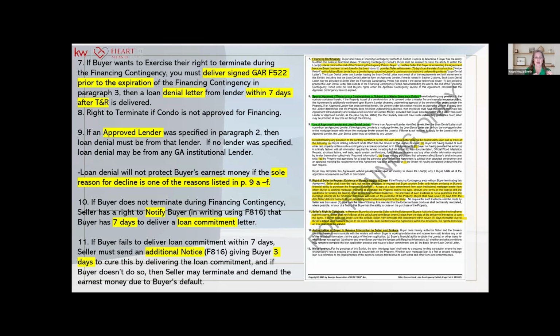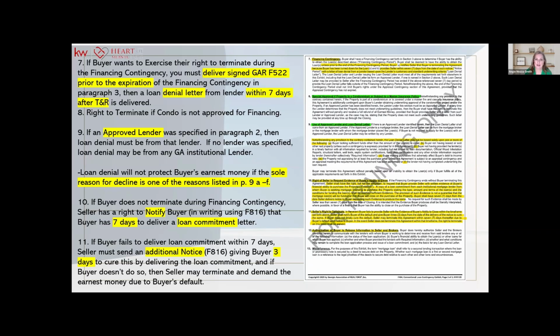Now you have a new deadline. And the next day after delivering that notice to terminate is when that new deadline starts. It's a 7-day grace period for you to then send a supporting loan decline letter from the buyer's lender explaining the reasons for the decline. So there's 2 steps in this process in order to save the buyer's earnest money.